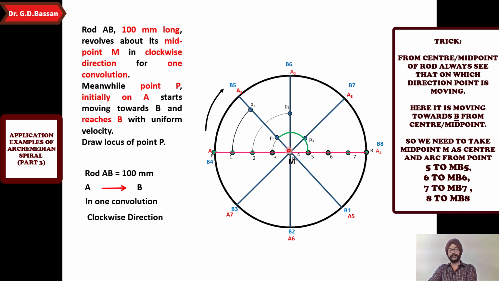So this is the most important point while we are drawing the Archimedes spiral for a rod which is rotating about its midpoint. Okay, so P5 is here and P6 will be on MB6. So draw an arc from 6 taking center at M, we are getting the point P6 on MB6. Okay, same way from 7 on the B7 position, that would be point P7, and P8 would be the last point on the B side. So from here also we can identify that the last point is going towards the B point.